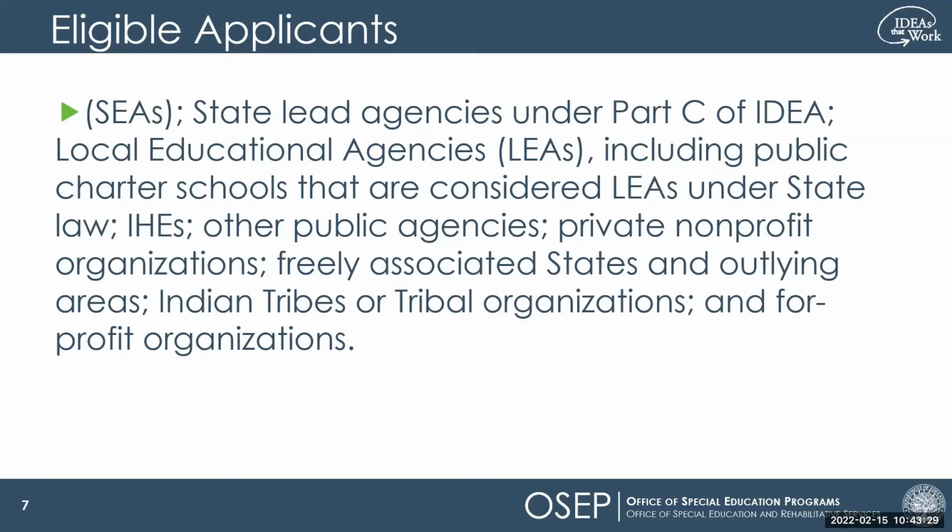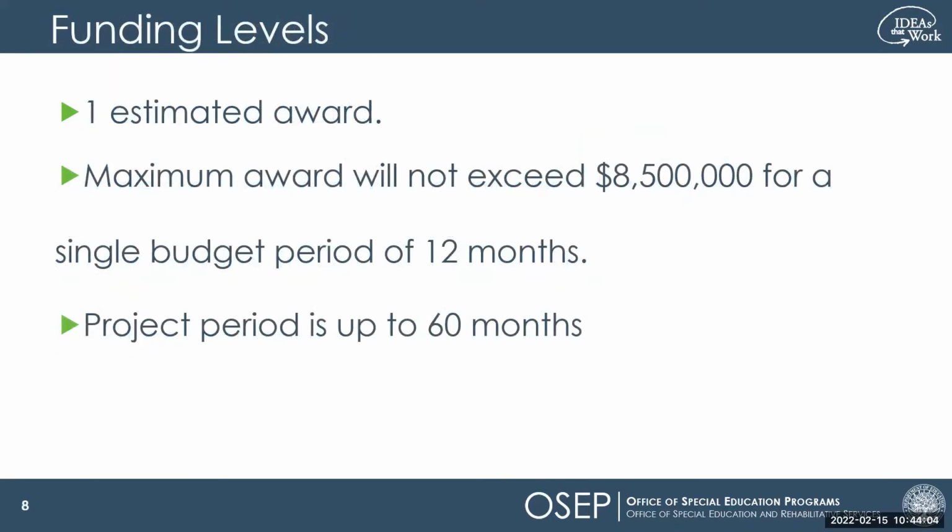Eligible applicants include state educational agencies, state lead agencies under Part C of IDEA, local educational agencies, including public charter schools that are considered LEAs under state law, IHEs, other public agencies, private nonprofit organizations, freely associated states and outlying areas, Indian tribes or tribal organizations, and for-profit organizations. There is one estimated award that will not exceed $8,500,000 for a single budget period of 12 months. The total project period is up to 60 months.